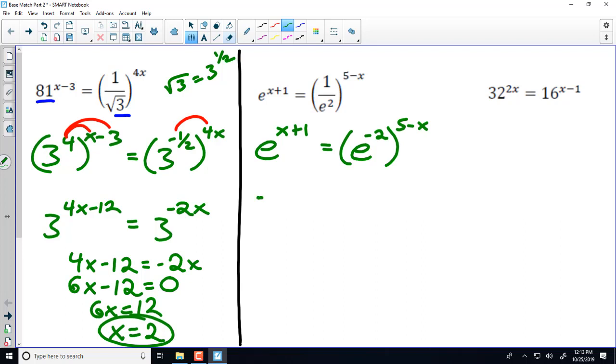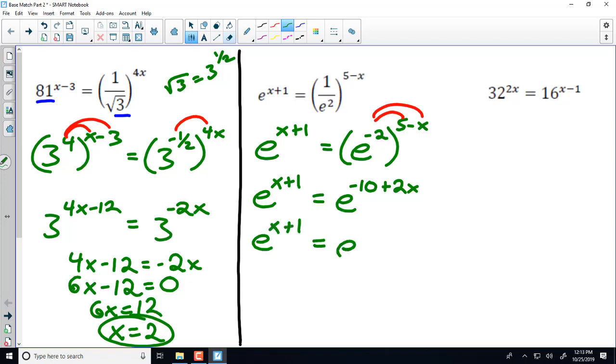Then, left side is still fine. Don't need to change that at all yet. But on the right side, we distribute this negative 2. And when you distribute that, not only you distribute the 2, you distribute the negative sign. So check this out. You're going to get e to the negative 10 plus 2x, which just for the purposes of solving this problem, I think it's easier to think of that as e to the 2x minus 10. Although that's not necessary to do that last step I just did. Now the bases both match as e, so we set the two exponents equal to each other.